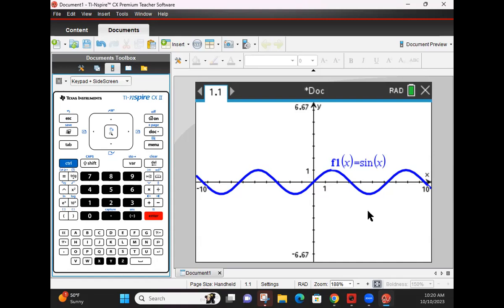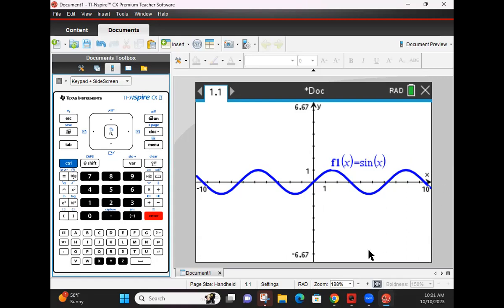If I asked you the range, what are the y values you could have here? We're not focusing on range in this unit. But if I asked you about the range, something between -1 and +1. We're just oscillating between those two y values, up and down forever.